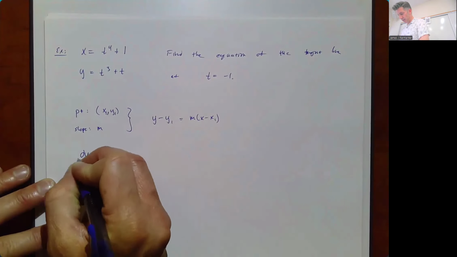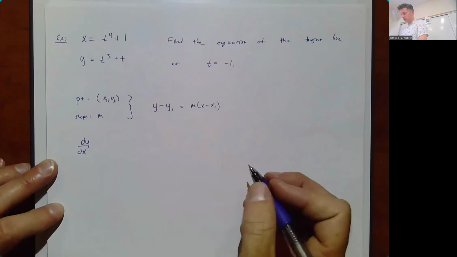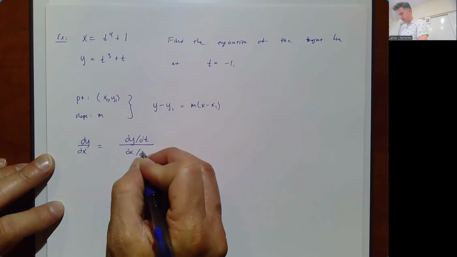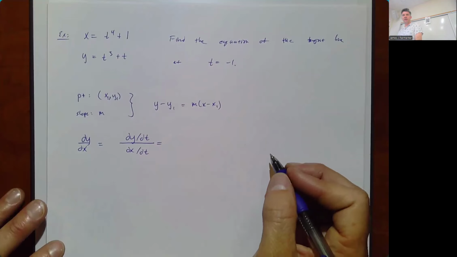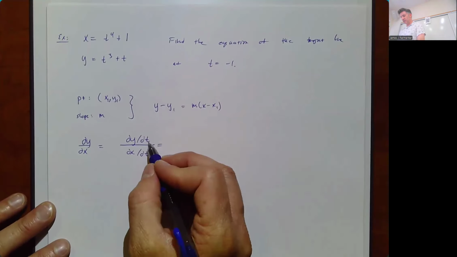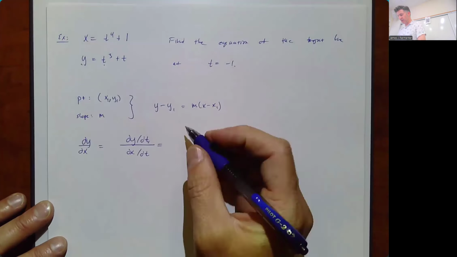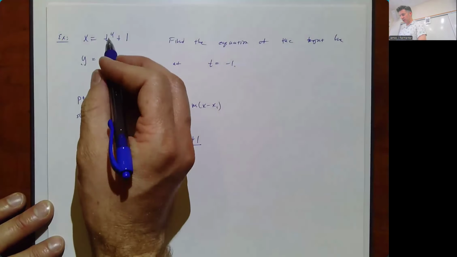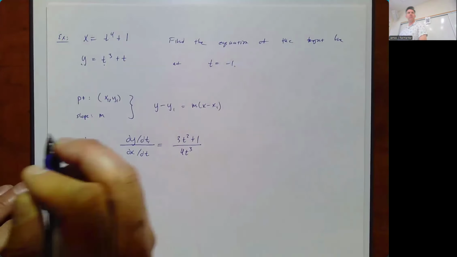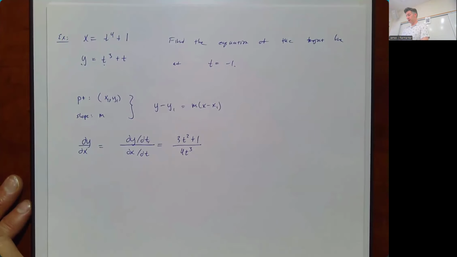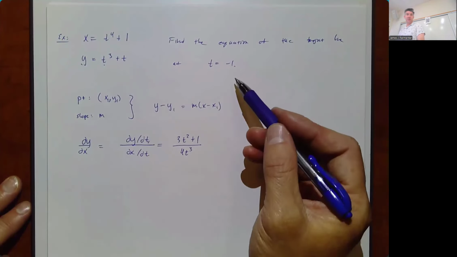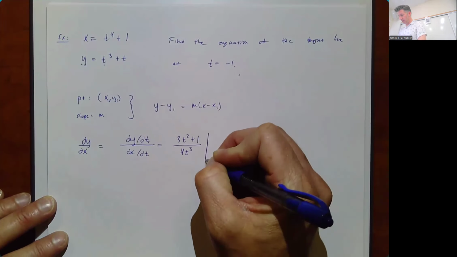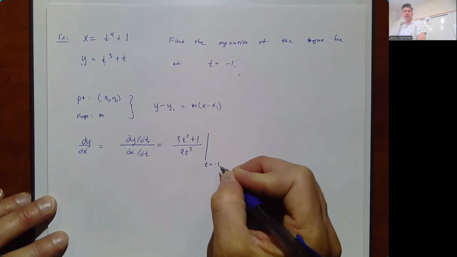So dy dx, just like we just saw, is going to equal dy dt divided by dx dt. Now be careful here. Dy dt is the derivative of y, which is going to be 3t squared plus 1. Dx dt is the derivative of x, which is going to be 4t cubed plus 0. I'm trying to see what the slope is specifically when t is equal to -1, so I'm just going to plug in t equal to -1. Here's the notation for that: we draw a little vertical line, and then we write a little subscript with t equal to -1.